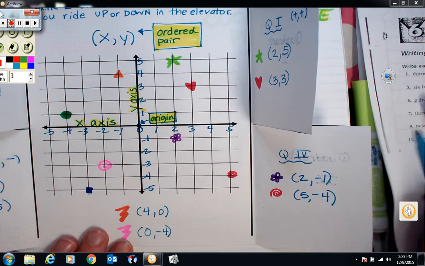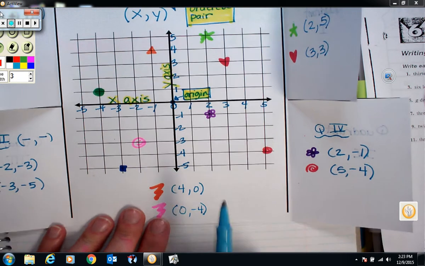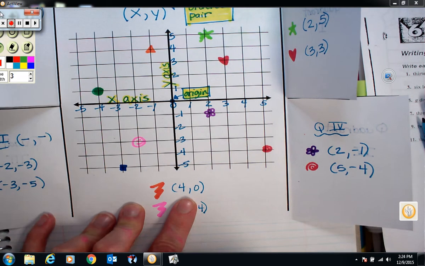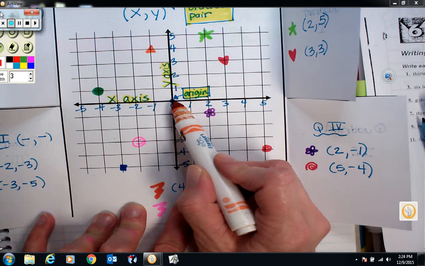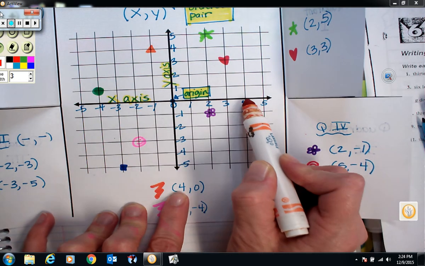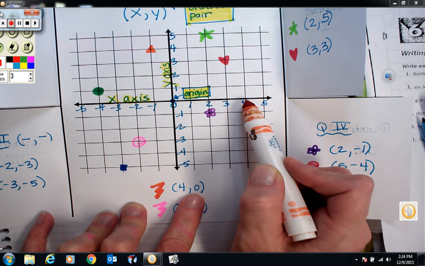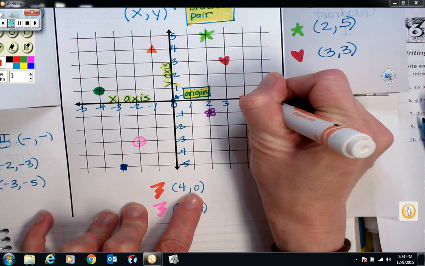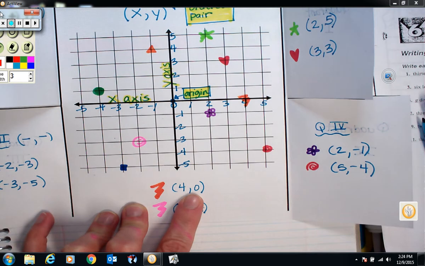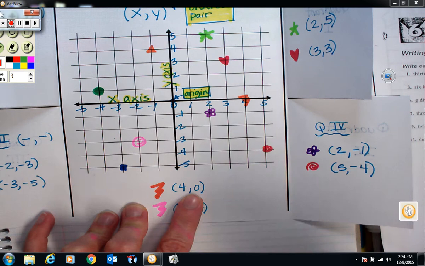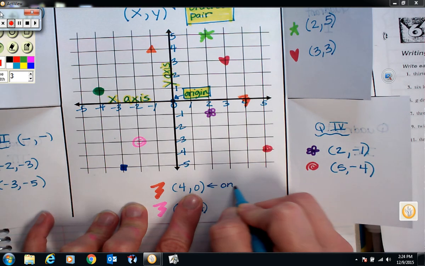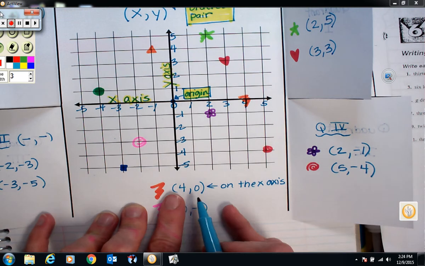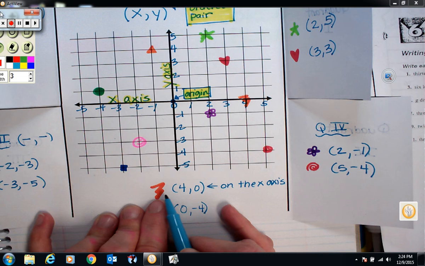The last thing I want to look at is these 2 points right here. I'm going to graph an orange lightning bolt at 4, 0. So I'm going to start again at the origin and move to the right 4 places because that's my x value. Then this time my y value is 0. So that means I'm not going to move anywhere up or down. It's going to be where 0 is located on the y value. So that point is actually going to be located on the x-axis.